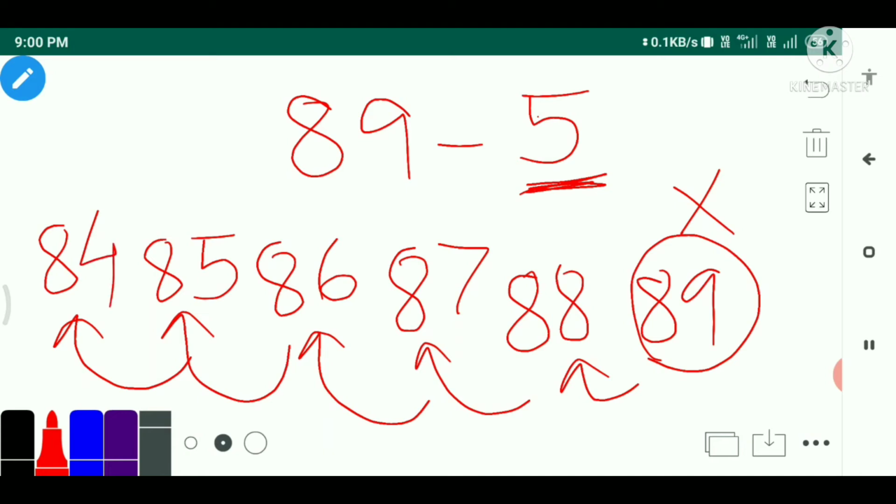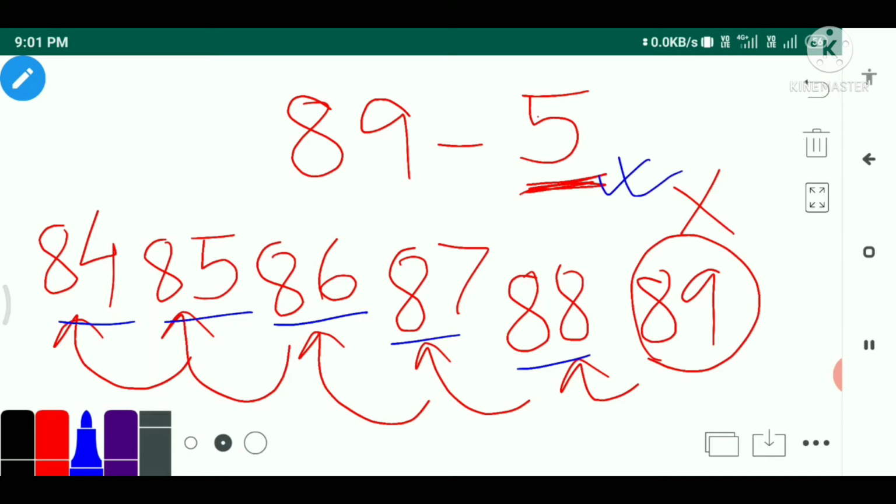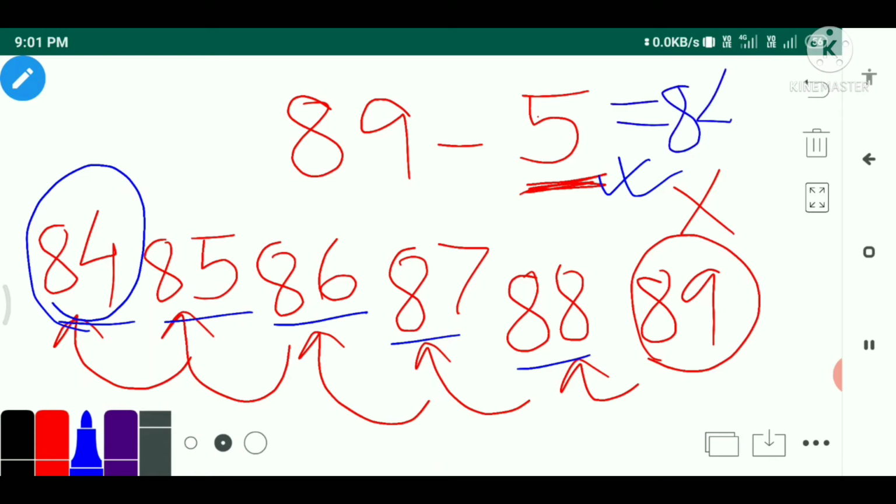Now see how many steps we went in backward direction. First step, second, third, fourth and fifth. How many steps back do we have to go? 5 steps back, right? So now where do we reach? In 84. So our answer will be 84. This is how we can do subtraction by crossing backward.